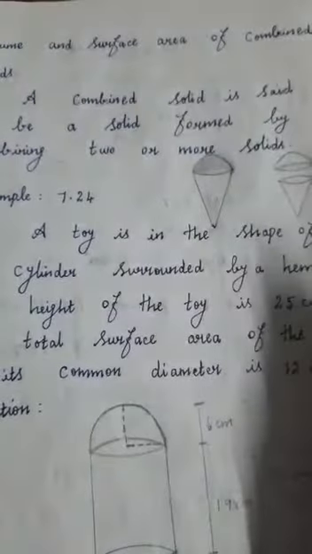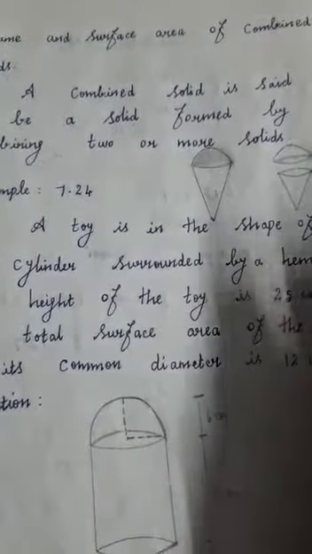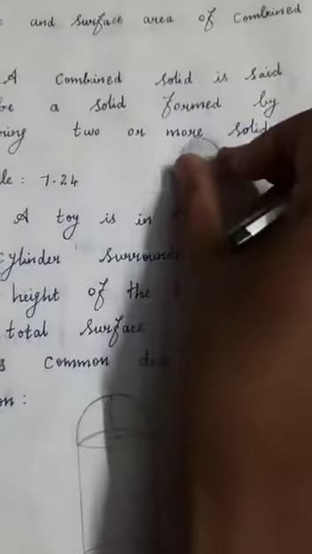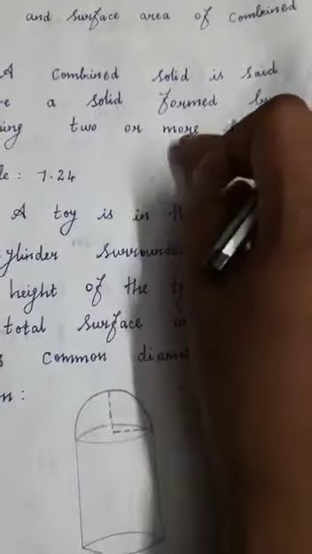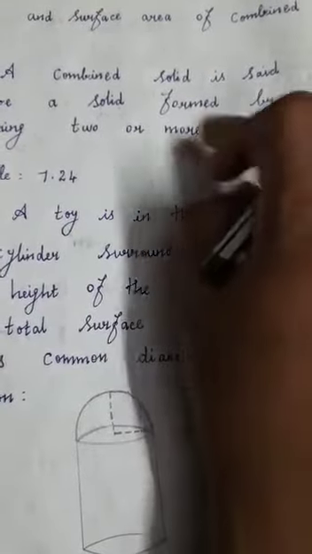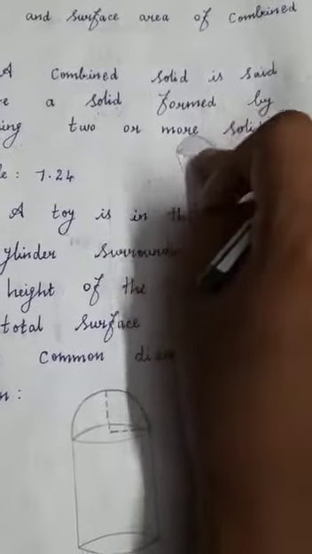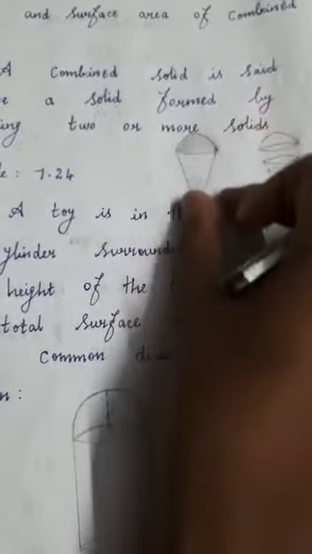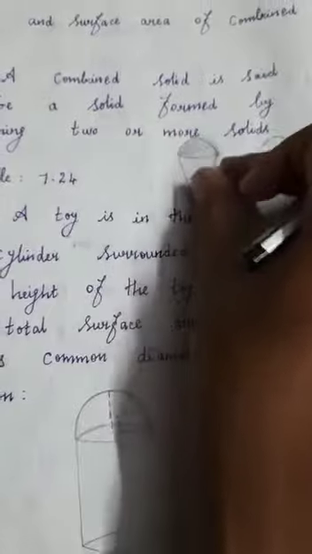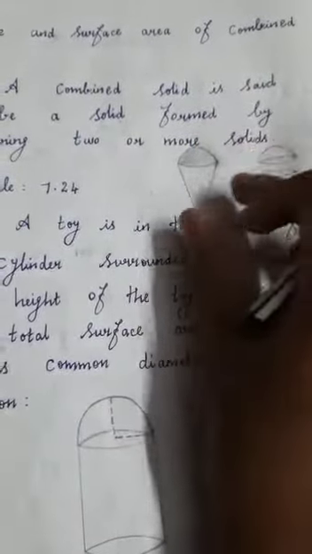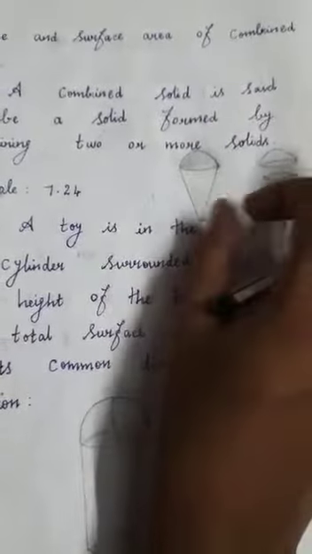Okay, so keep it in your mind. For the surface area of the combined solid, we should calculate only the areas that are visible to our eyes. That means CSA of the cone plus CSA of the hemisphere. We cannot use TSA because that part is not visible. If you add the CSA of the cone and the CSA of the hemisphere, you get the surface area of this combined solid.